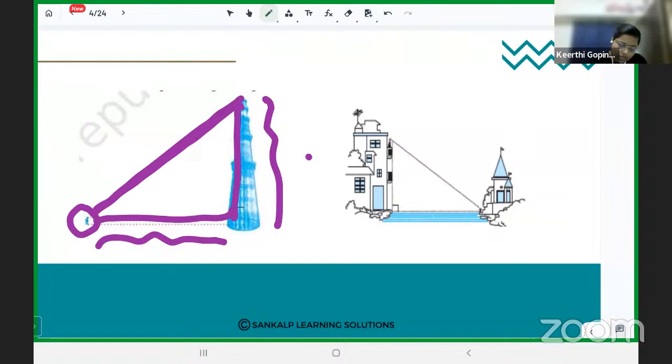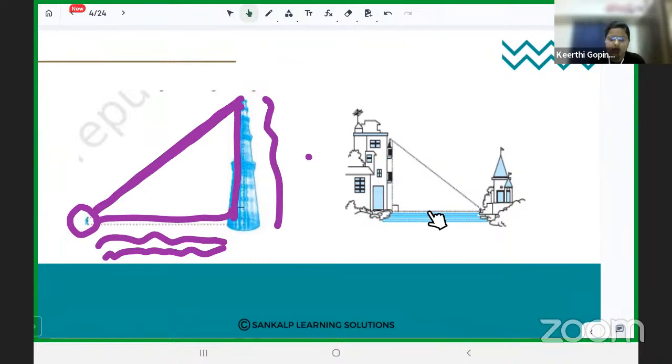So here this person only knows this distance. Which distance is known? Only this distance is known. He has to find out the height of the minar. Will he be able to find it using the Pythagoras theorem? Using the Pythagoras theorem, if two sides are known, we can find the other side. Without measuring, he cannot find the height of the minar, right? He knows only one distance. Now consider another situation that is given in the second figure.